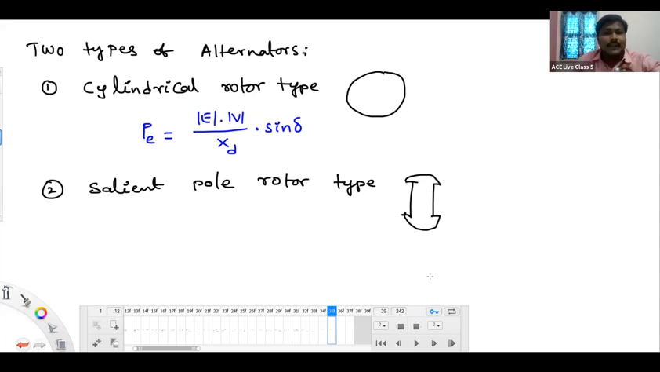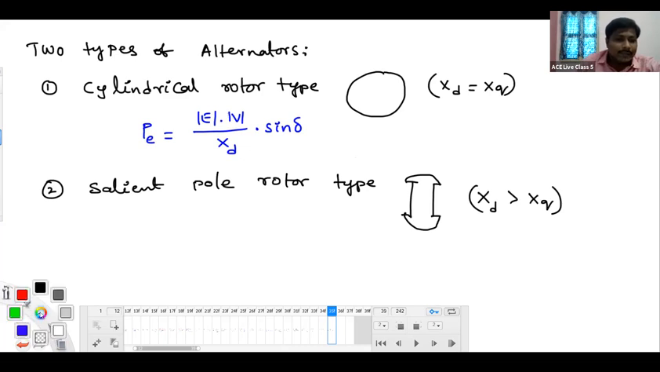Fine. And in case of salient pole machine, we have two reactances. One is the direct axis reactance. The next one is the quadrature axis reactance. So in case of salient pole machine, we have two axes, quadrature axis and direct axis. The direct axis reactance will generally be greater compared to the quadrature axis reactance in a salient pole machine, whereas in a cylindrical rotor machine, the direct axis and quadrature axis reactances will be equal.